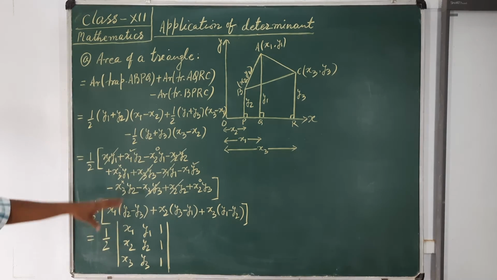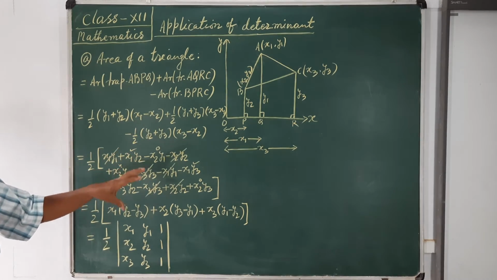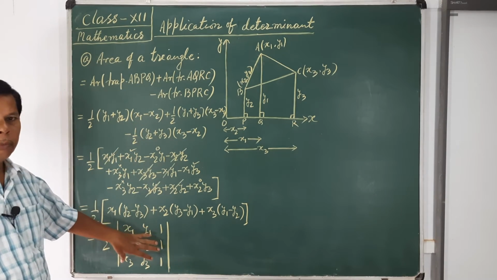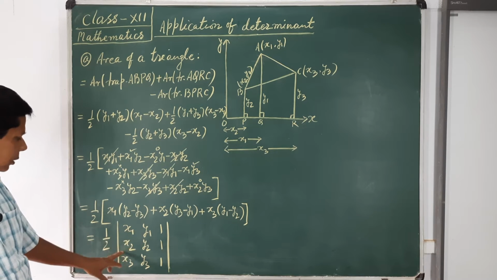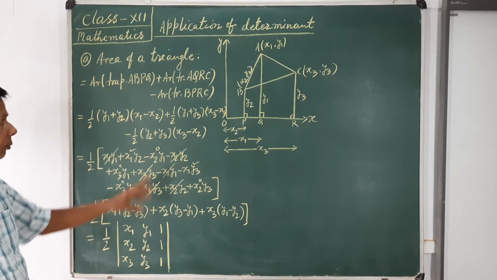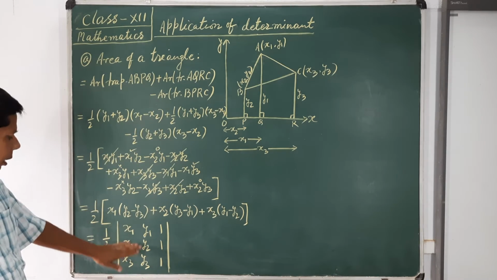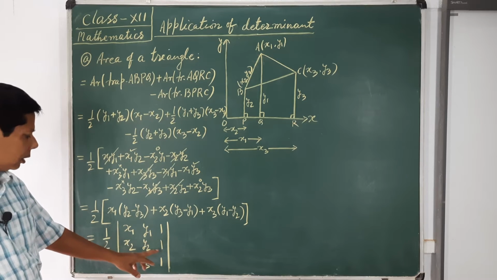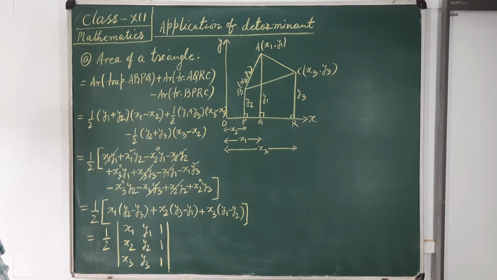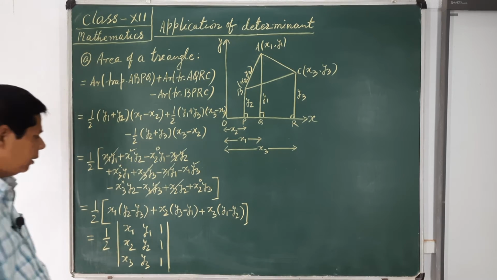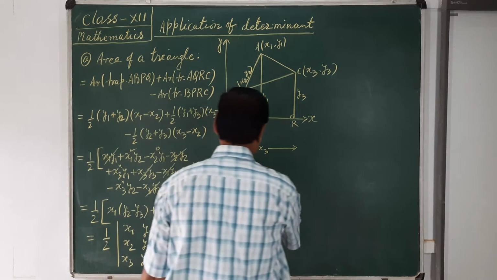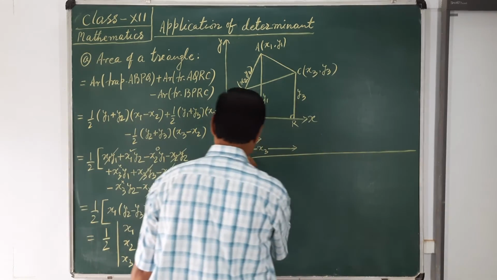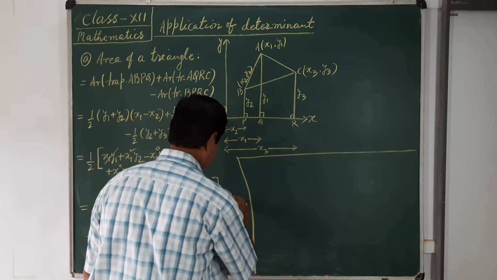So instead of using this formula, we can use this particular determinant form in class 12 to find the area of a triangle. Write the coordinates of points A, B and C in the first two columns, and the third column will be 1 1 1. This is equal to the earlier formula, which can be easily shown if you expand this determinant.